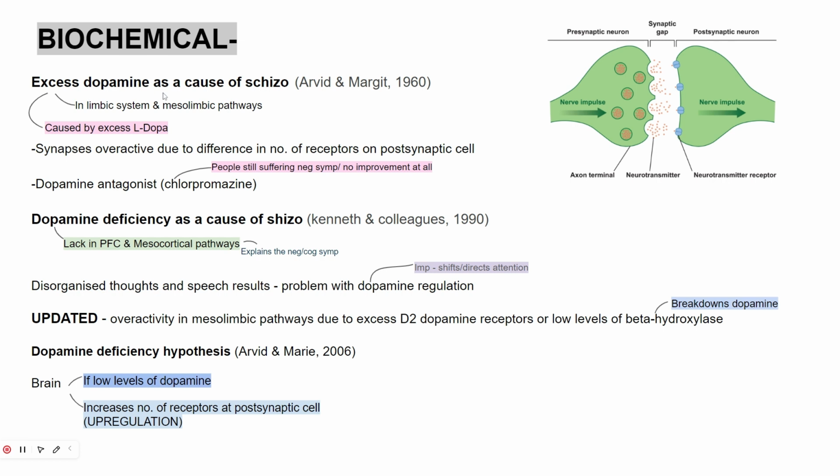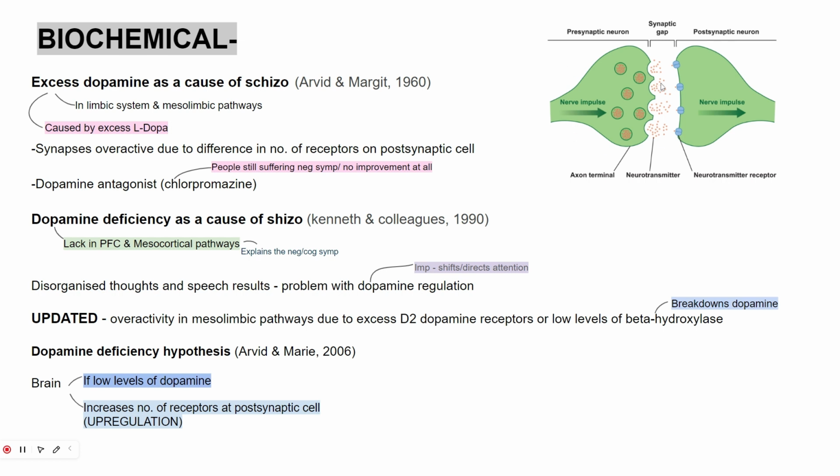One is excess of dopamine as a cause of schizophrenia. It was done in the 1960s, the earliest hypothesis. It says that in the limbic system and mesolimbic pathways, there is excess of dopamine. This excess is caused by excess of L-dopa, which is a substance that makes dopamine. Synapses are overactive due to a difference in the number of receptors in the postsynaptic cell.